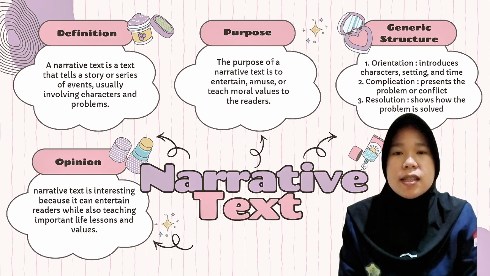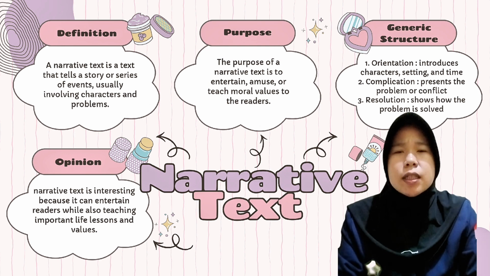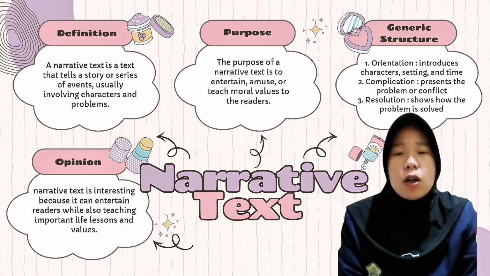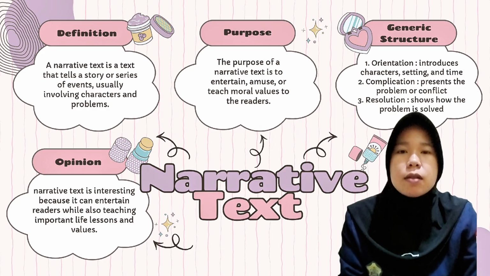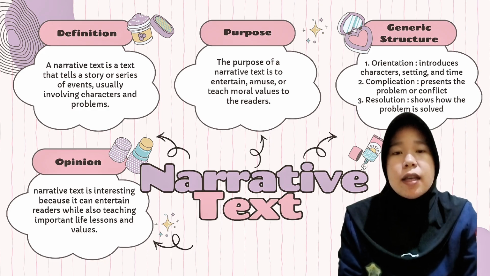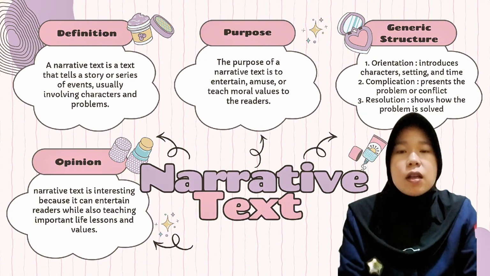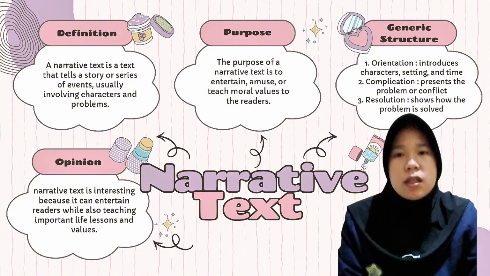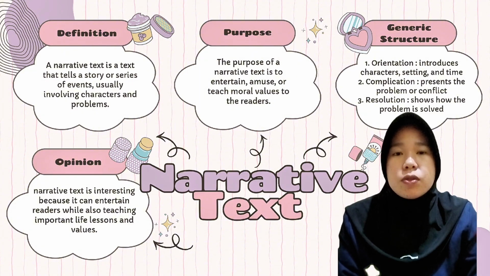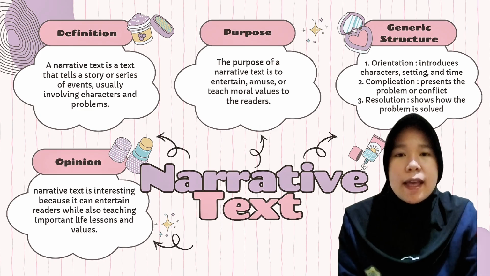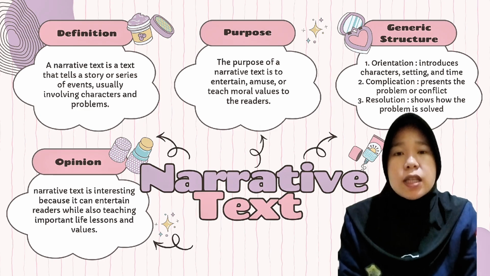The second one is complication. This is about the problem or conflict in the story, usually something difficult or an unexpected event that happens to the characters. The third is resolution. This part shows how the problem is solved. The story ends here and the conflict is resolved.